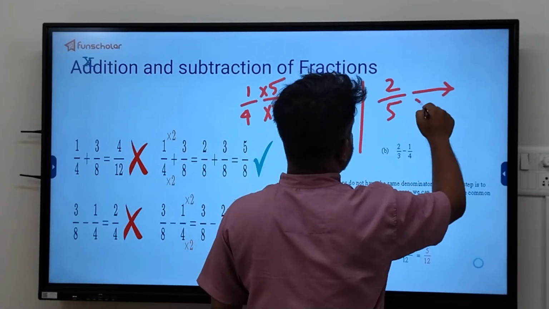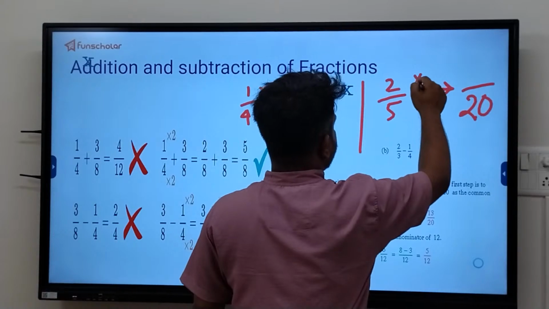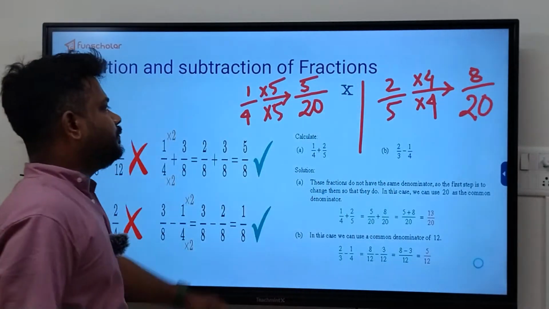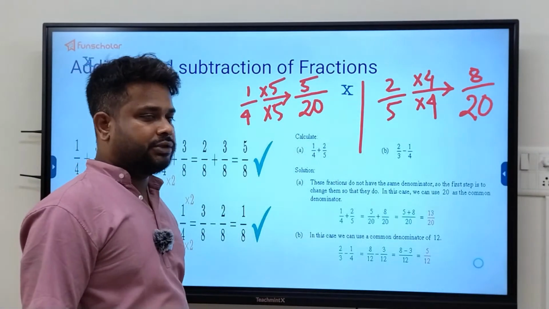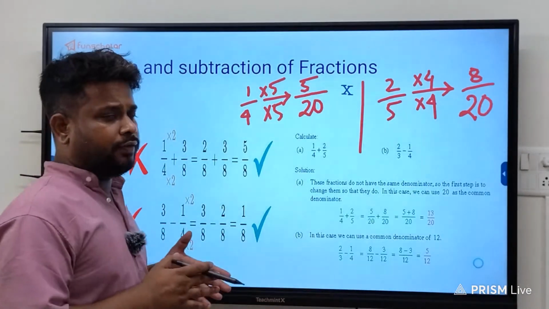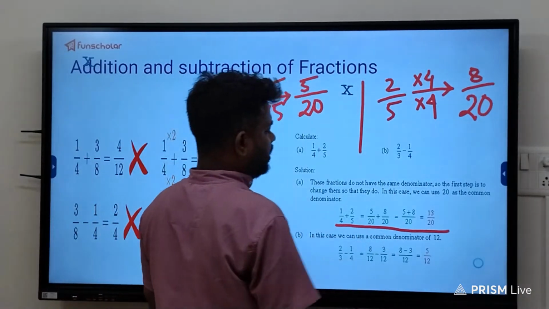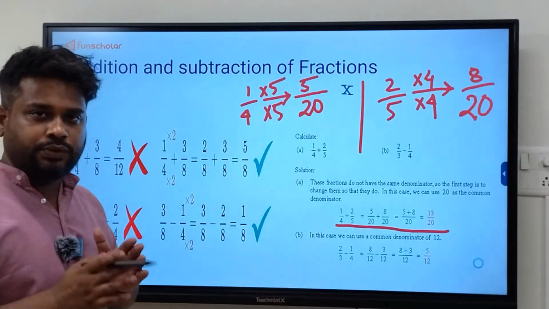Okay, to make it 20 we are going to multiply 4 with it. So 5 by 20 and 8 by 20, these two become like fractions, not equivalent, like fractions, and we have already got the answer. Okay, this is the process we follow.